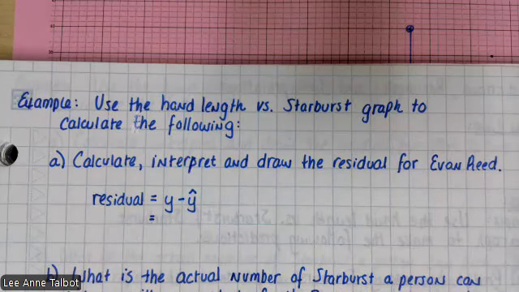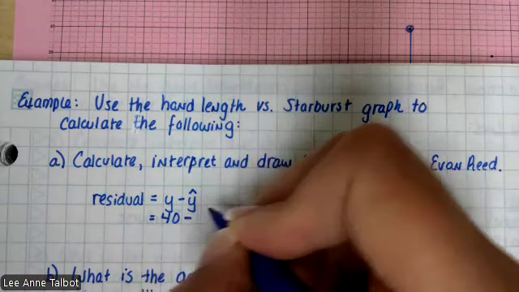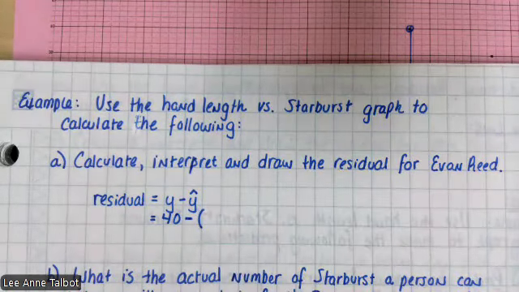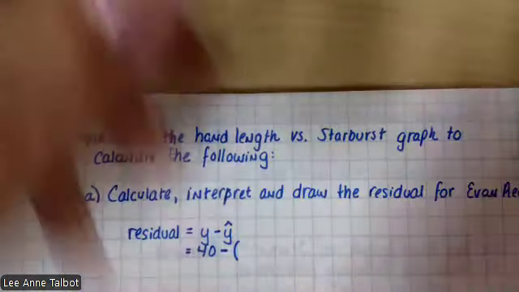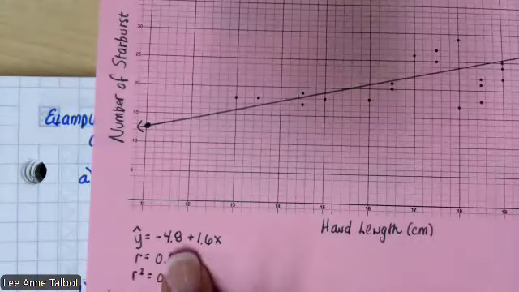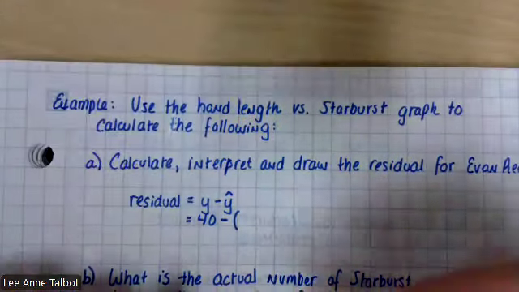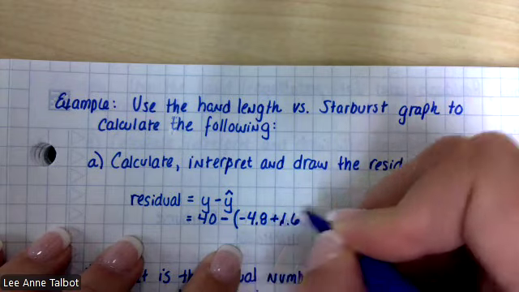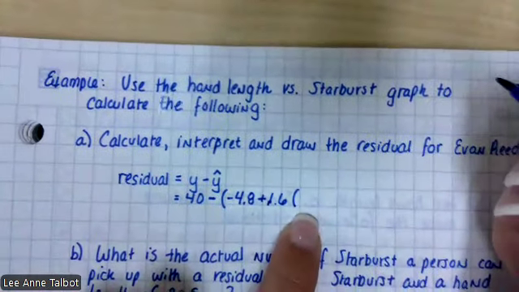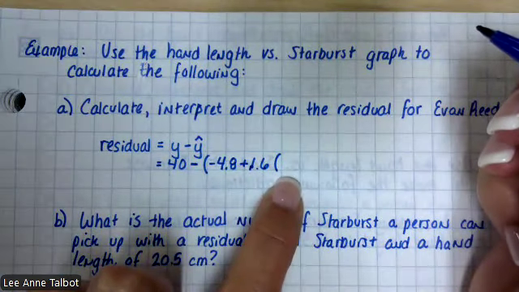Okay, so what was Evan's actual Y? His actual number of starbursts? 40. Okay, now put parentheses because for the predicted, we're going to put the equation in there with his X. So Y hat is, if we look right here, negative 4.8 plus 1.6x. So negative 4.8 plus 1.6. And what was Evan's X? 19.5?